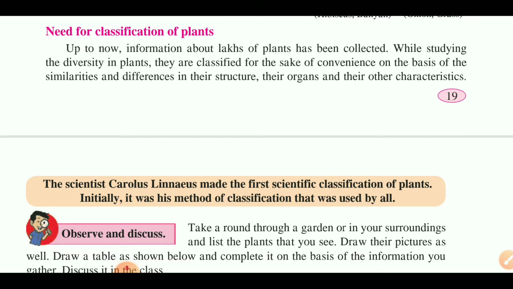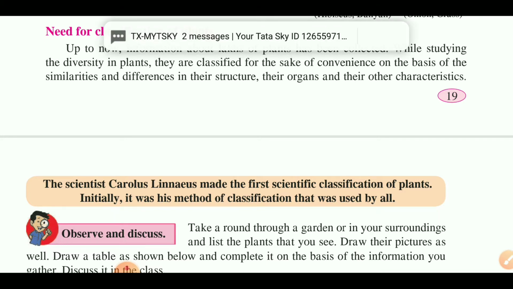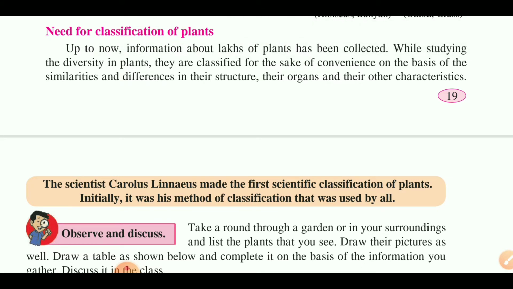Now we have to learn here in the second part the need for classification of plants. Up to now, information about lakhs of plants has been collected. While studying the diversity in plants, they are classified for the sake of convenience on the basis of similarities and differences in their structure, their organs, and their characteristics.